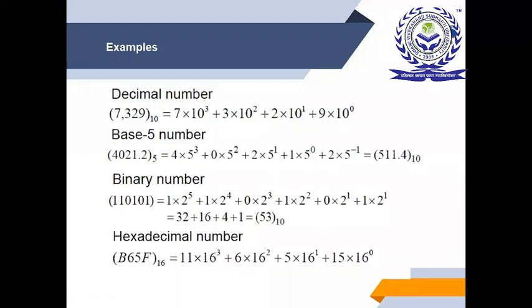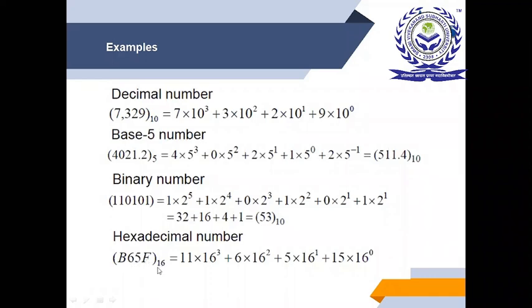Now again, take an example of hexadecimal. I'll discuss it later on. The hexadecimal number is of base 16. So maximum number will be 0 to 15, but 0 to 9. Then 10 is represented by A, 11 by B, 12 by C, 13 by D, 14 by E and 15 is represented by capital F.